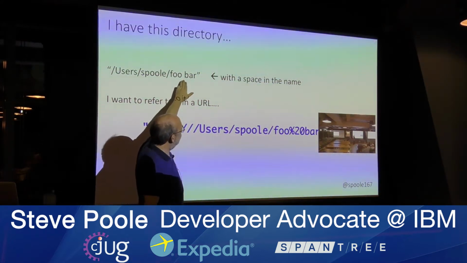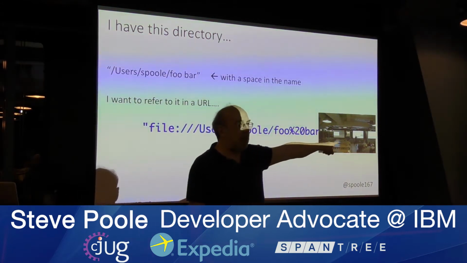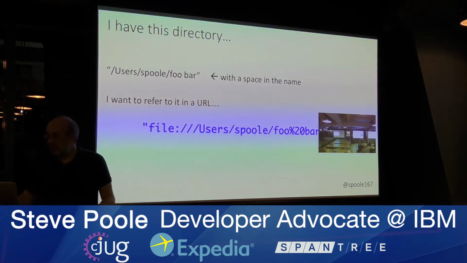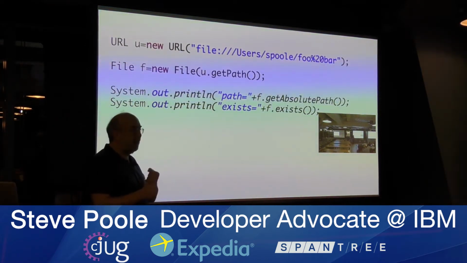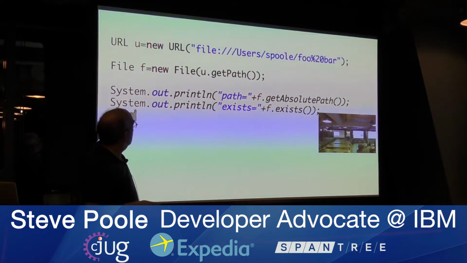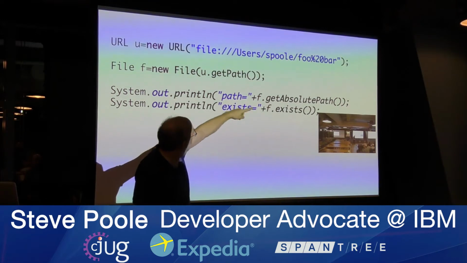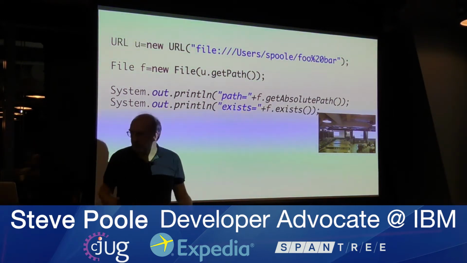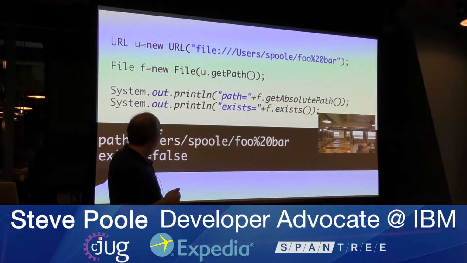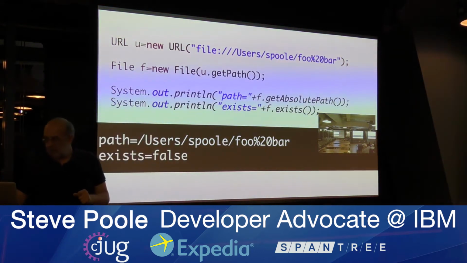So there's a space, and I want to refer to it by URL, so I encoded it and put %20 in, URL encoding to cover the space. And then I've got some pseudocode here: basically create my URL, get a path from it, encode the file, print out where the path is and whether the file exists. Bear in mind that the path with the space in is a real directory. So I run it, and it says, yep, there's the path. Does it exist? No, because I left the %20 in. Mistake.